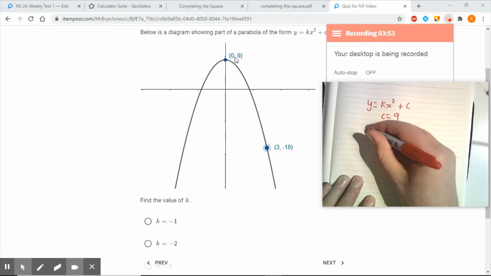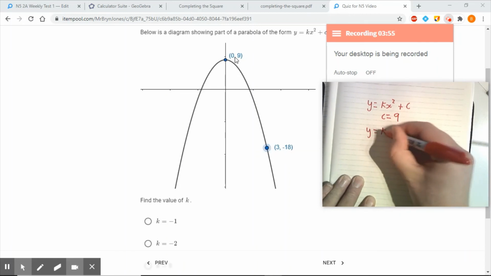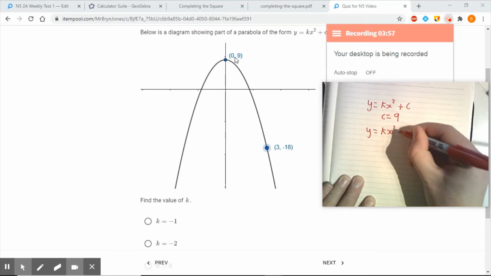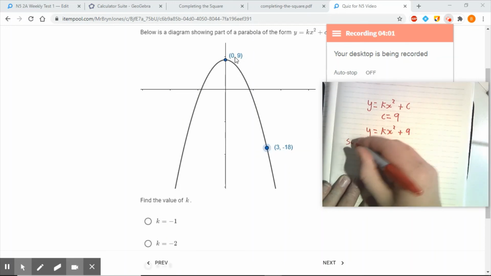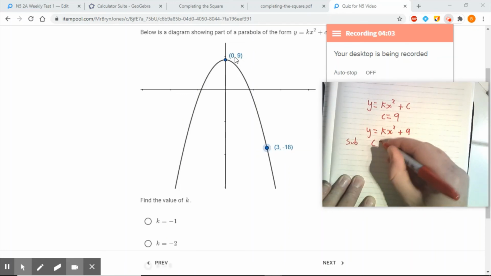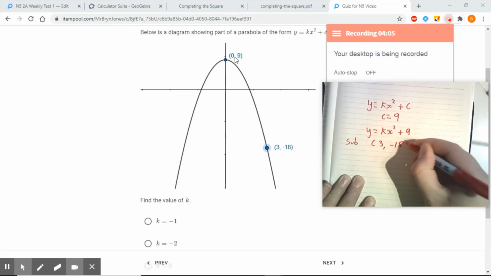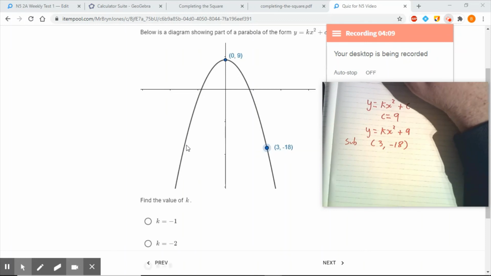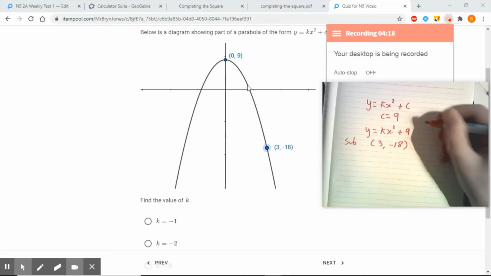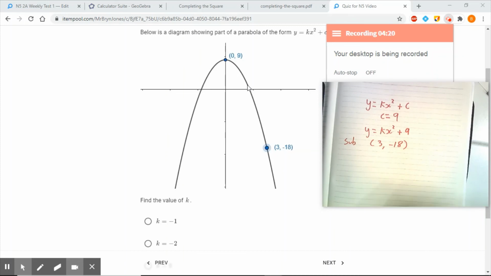So again, let's write this out: y equals kx squared plus 9. And again, we can substitute the point that we have, the point (3, -18). I'll just stop at this point and have a look at this graph. Is it a U shape or an N shape? It's an N shape, so it's going to be a negative answer. k, I'm going to tell you right now, is going to be negative.